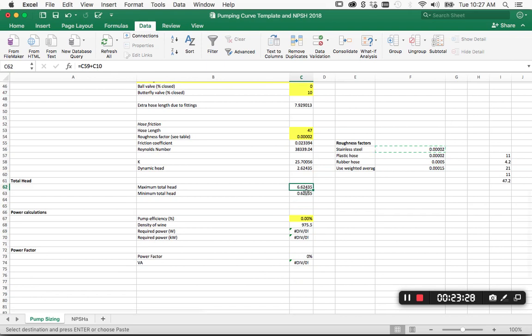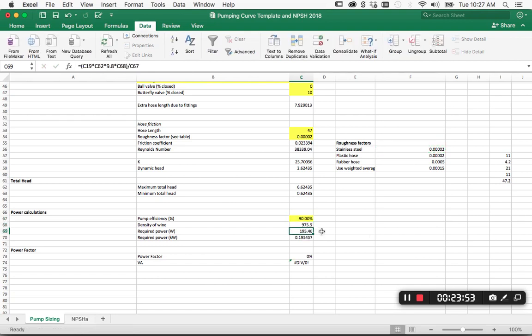All right, so we've got our maximum and minimum total head. What we're really interested in with our pump is the maximum head. We need a pump that will overcome that maximum total head. So to work out the pump power rating, we need to put in a pump efficiency, and all pumps come with a rated efficiency. That's how much of the energy that's supplied to them is converted into kinetic energy in the liquid. So let's say with a modern pump it's 90%.